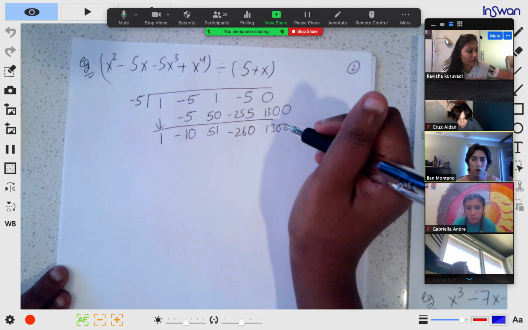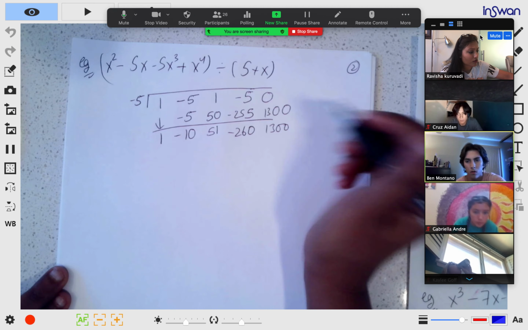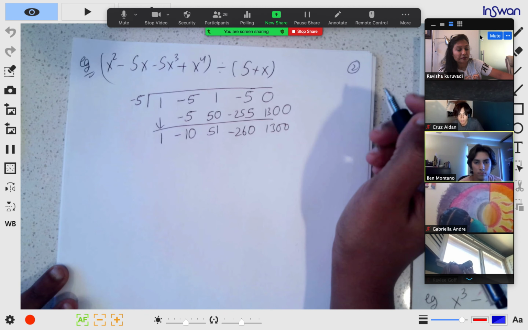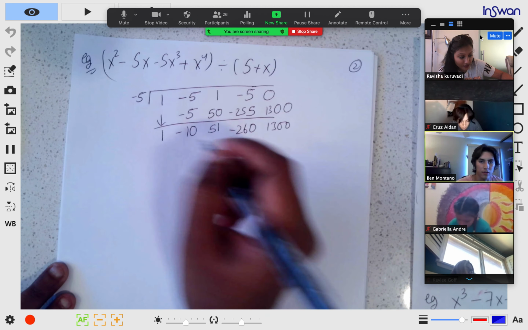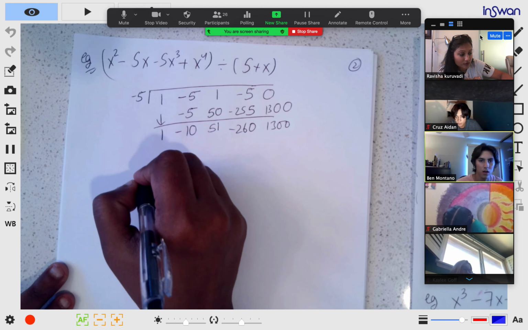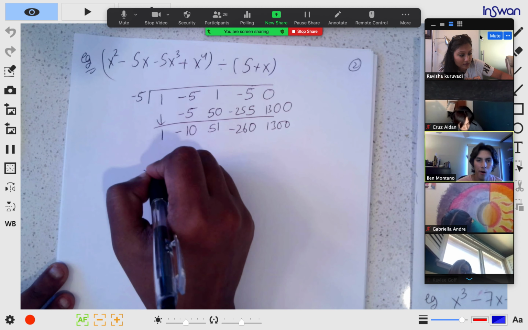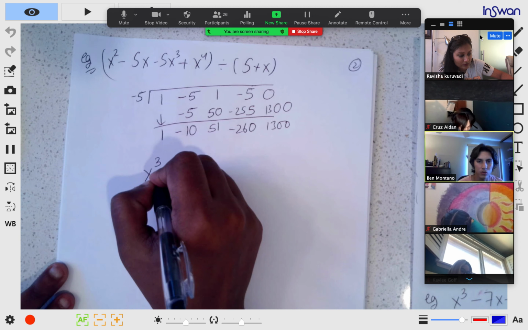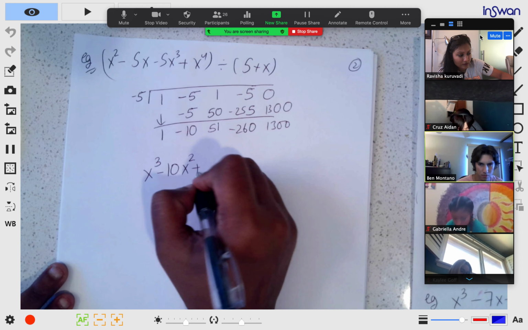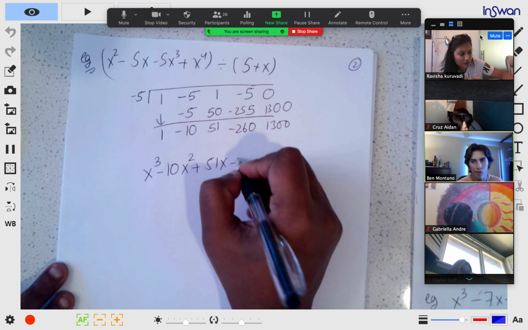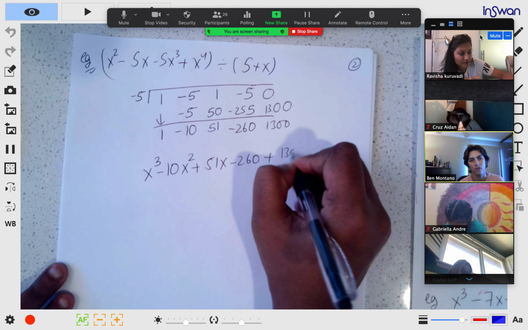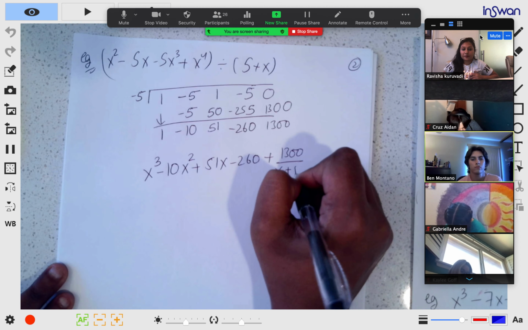Isn't it 1300? It's 1300. Okay, and then the final answer: x cubed minus 10x squared plus 51x minus 260 plus 1,300 over x plus 5. Perfect, Benjamin.